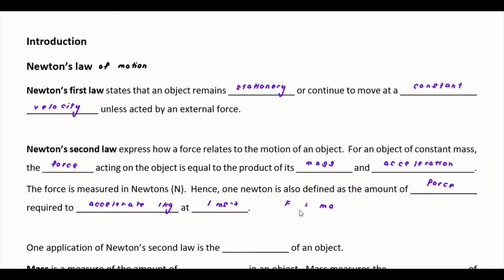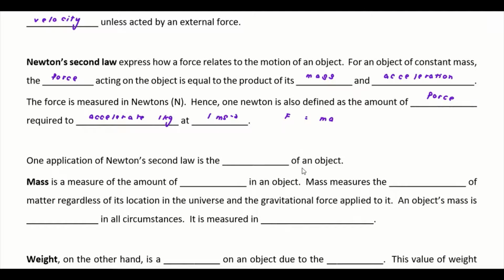So 1 Newton is equal to the mass multiplied by the acceleration, which means it's the force required to cause a mass of 1 kg to accelerate at 1 meter per second square. So it also tells you about the first law of motion: because there's no force, there's no acceleration, and that's why the object will remain stationary or continue to move at a constant velocity.